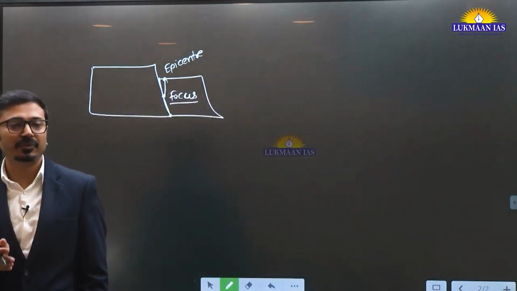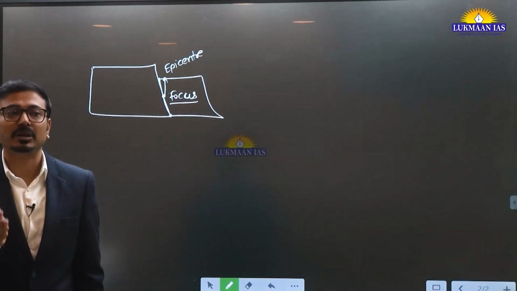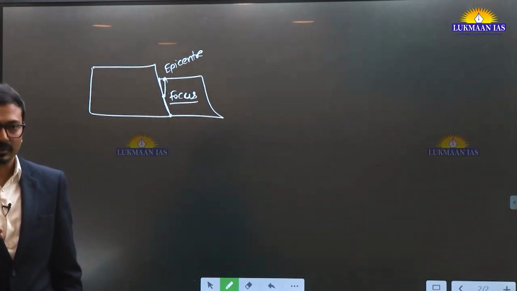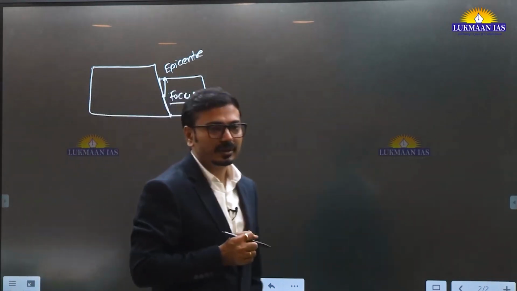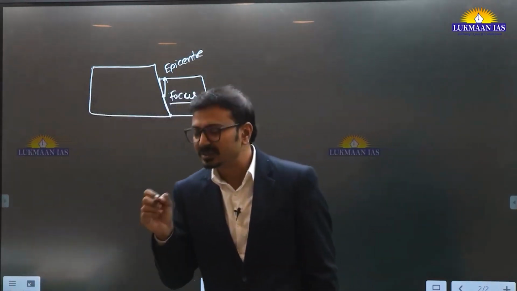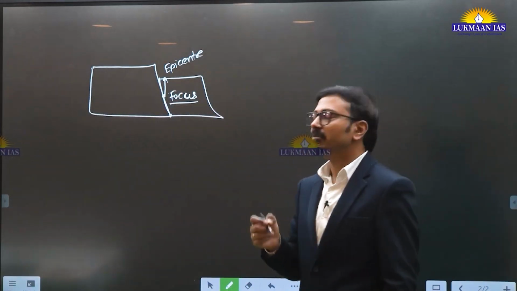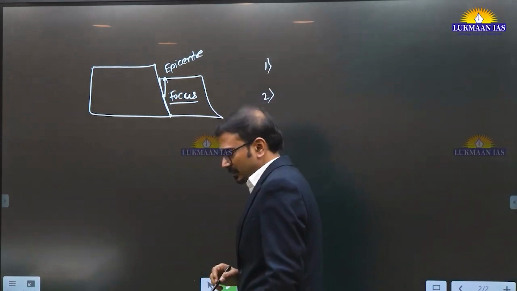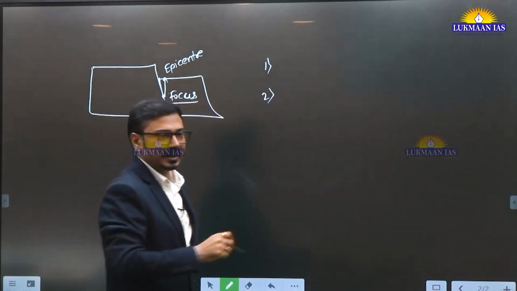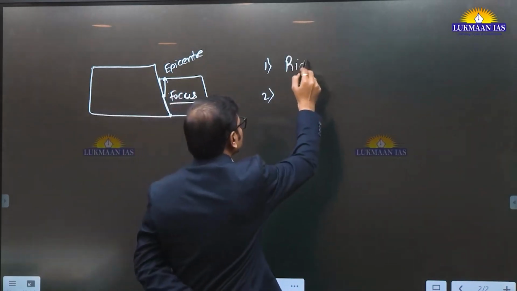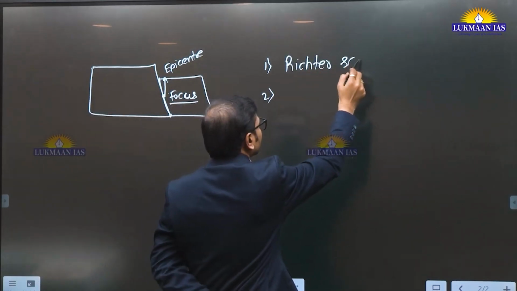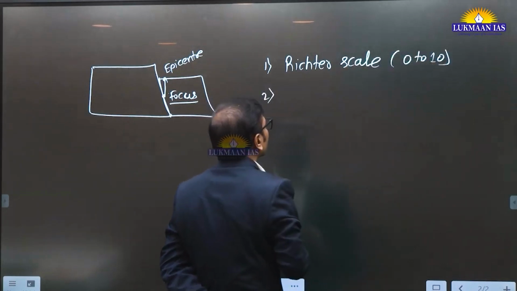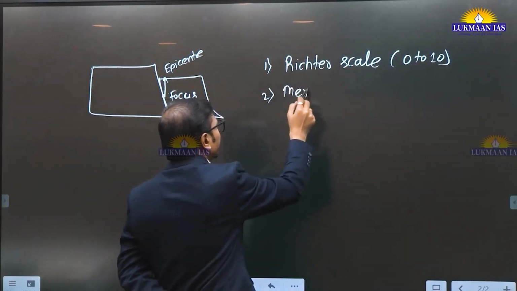Now, these earthquake waves are detected on a particular instrument called the seismograph. How are we measuring the earthquake? We are measuring it on that seismograph. Measurement of earthquake happens on two scales. This has also been asked in the past. First, the Richter scale, zero to 10, and the Mercalli scale.